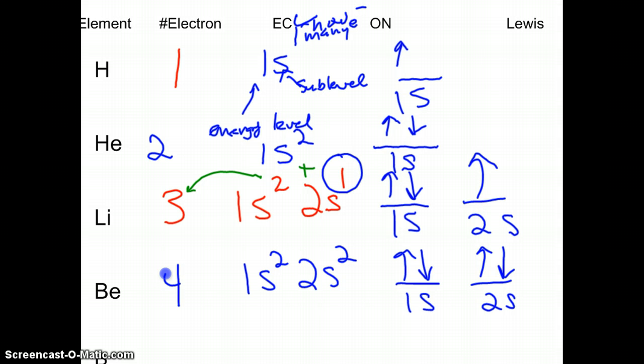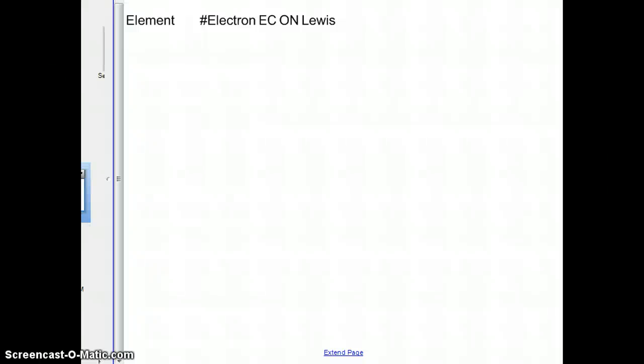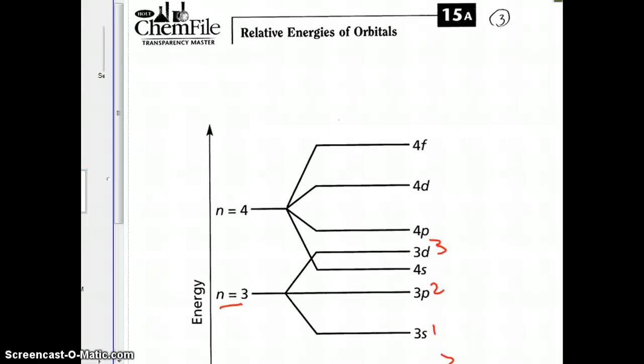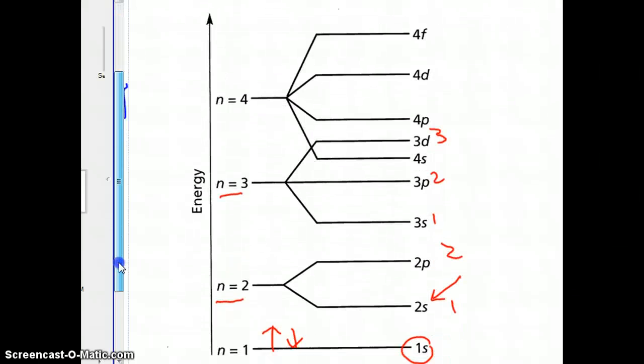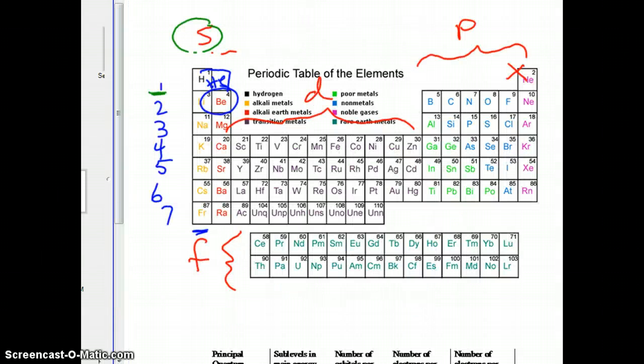Now, what does this mean? I filled the s shell, but where do I go next? Well, if you look at the chart over here, after the 2s subshell is filled, where do I go next? I go to 2p. Well, look at the periodic table. Once I'm done with 2s, where do I go? I go across where boron is, which is now in the 2p shell.